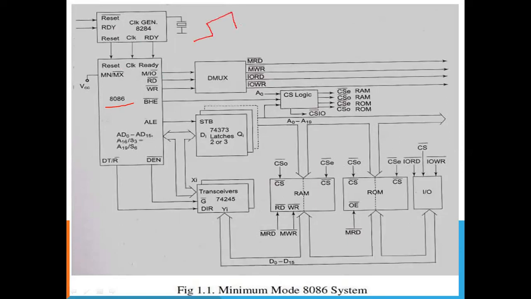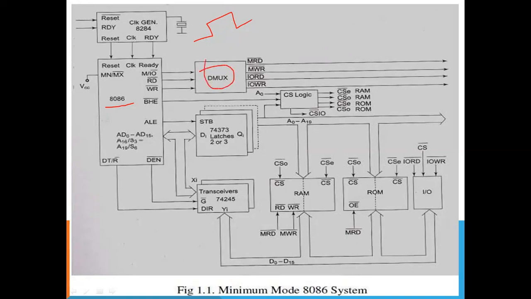One up and one down is called one clock pulse. Four clock pulses, four T states, is called one complete bus cycle. With the help of one complete bus cycle, the microprocessor can fetch the data, decode the data, and execute the data within four T states. Four T states is called one complete bus cycle.